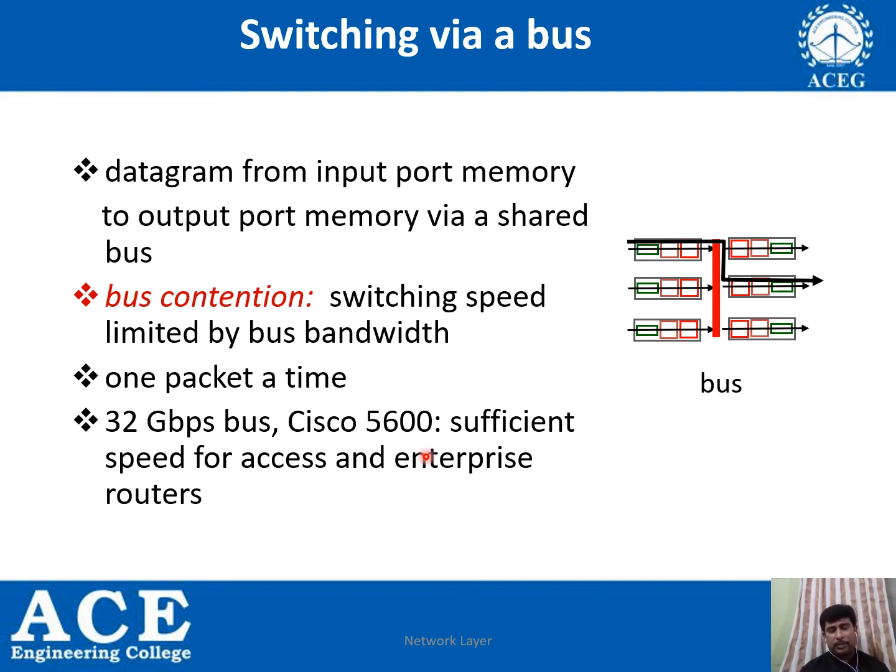So switching via bus, they are using a bus as a switching fabric, whereas in the previous case a memory which is a part of the CPU was used as a switching fabric.